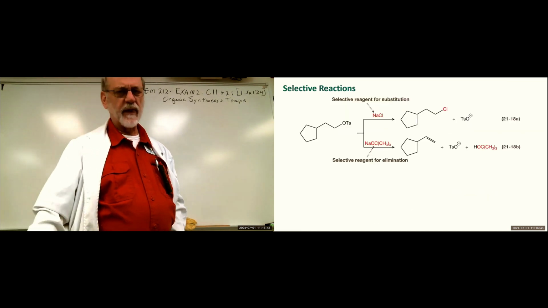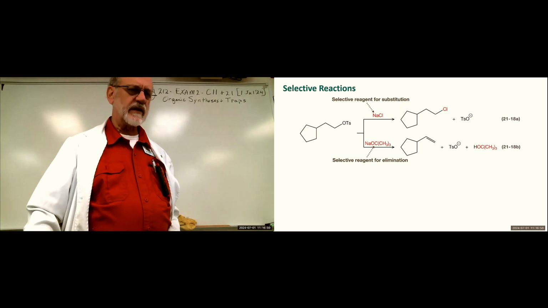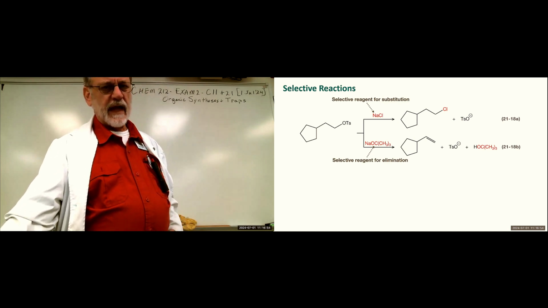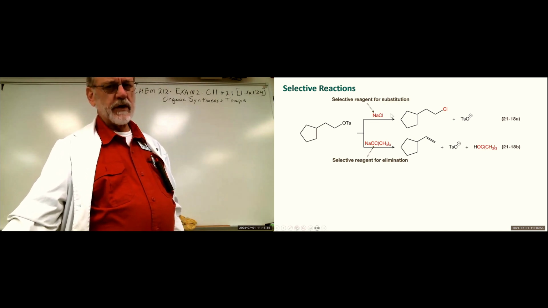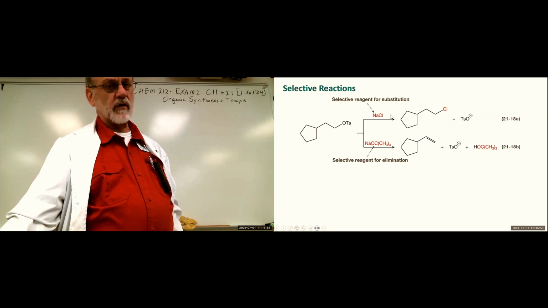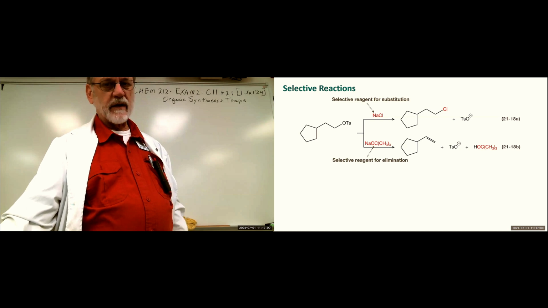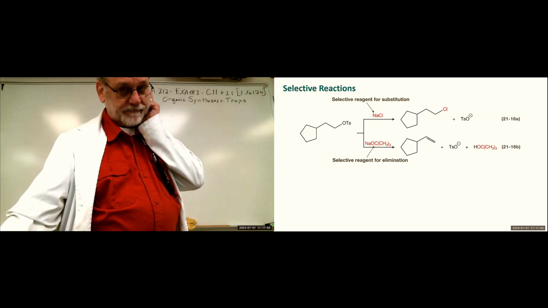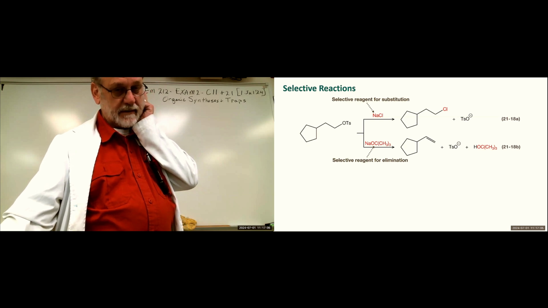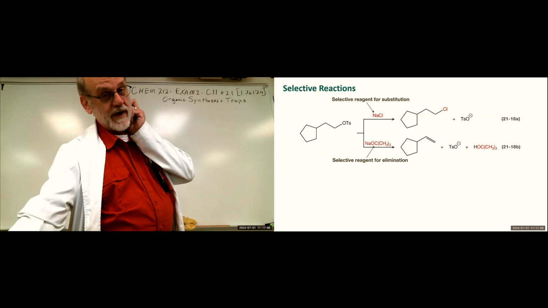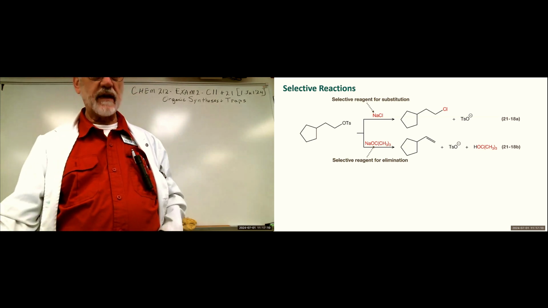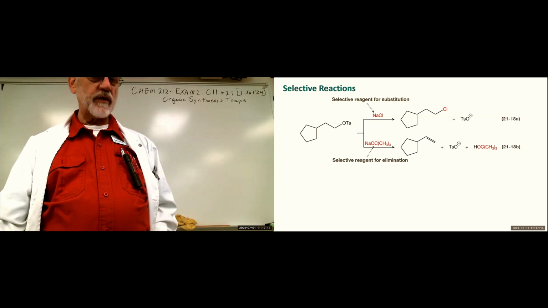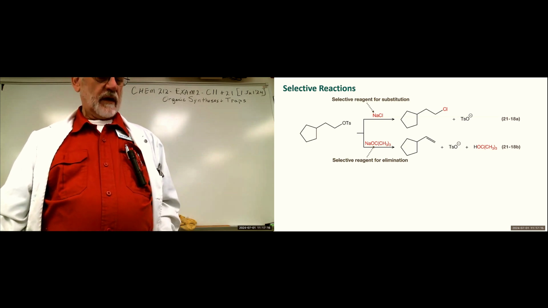So here's an example. We have our tosylate as the leaving group on this compound. And if we use sodium chloride, just the chloride ion, it will SN2 react and remove that tosylate ion. Tosylate anion is a very good leaving group, so no problem with the chloride ion attaching to that carbon.